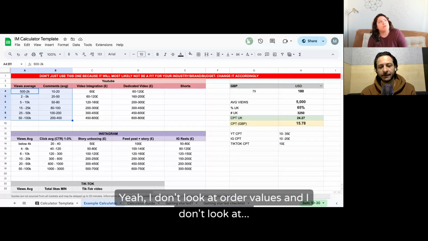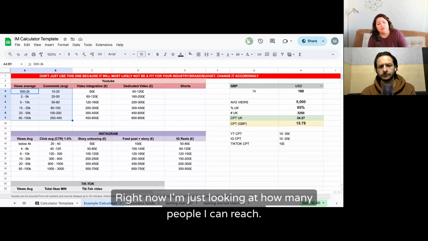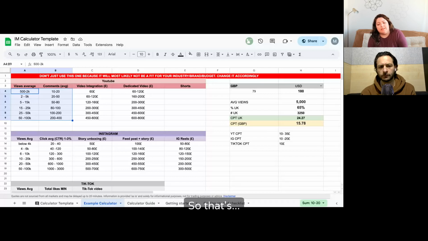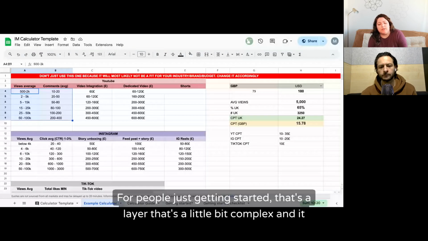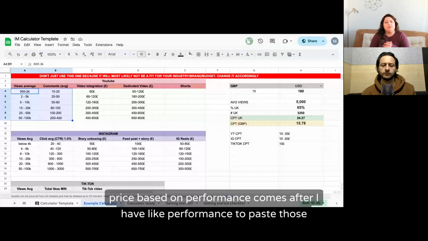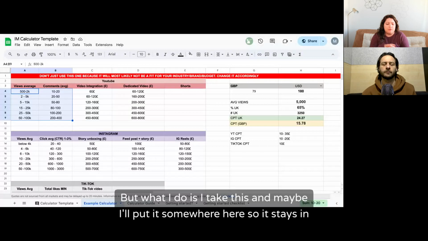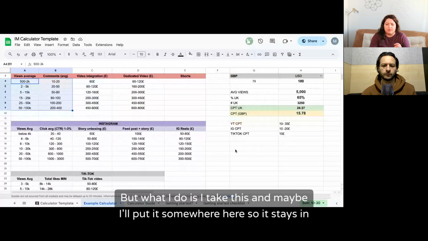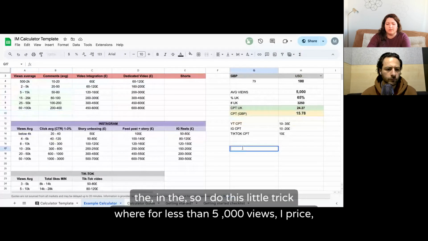Yeah, I don't look at order values, because right now I'm just looking at how many people I can reach. So that's for people just getting started. That kind of attribution model is a layer that's a little bit complex, and it comes after a lot of testing. Figuring out how I adjust the price based on performance comes after I have performance to base those assumptions on. But what I do is I take this, and maybe I'll put it somewhere here so it stays.